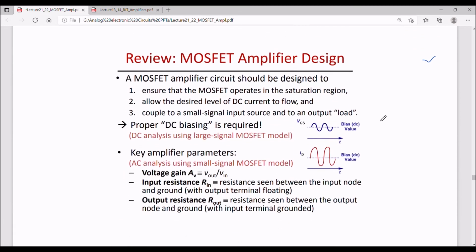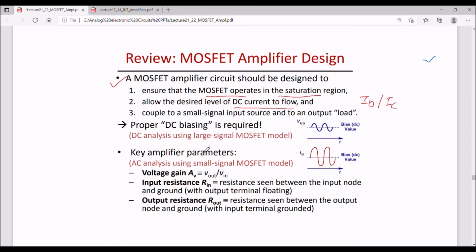Now let us review what we have studied so far. When we are designing a MOSFET amplifier, we should ensure that the MOSFET operates in the saturation region, a very important thing. Then the second thing is to allow the desired level of DC current to flow, that is ID or IC, so that has to be fixed. In fact, in biasing we set these two things, ID or IC, or the operating point.